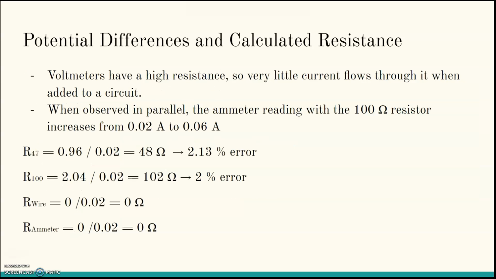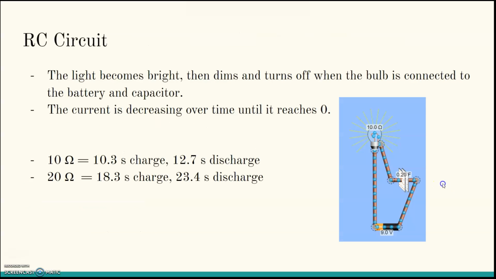So when I observed this in parallel with an ammeter on the 100 ohm resistor, the current increased from 0.02 amps to 0.06 amps. Then I went on to calculate the resistance of certain parts of this circuit. The 47 ohm resistor measured at 48 ohms actually, which is a 2.13% error. The 100 ohm resistor got a resistance of 102 ohms, and then the wire and ammeter both had a resistance of 0, which maybe isn't true in the real world, but in this simulation it is.